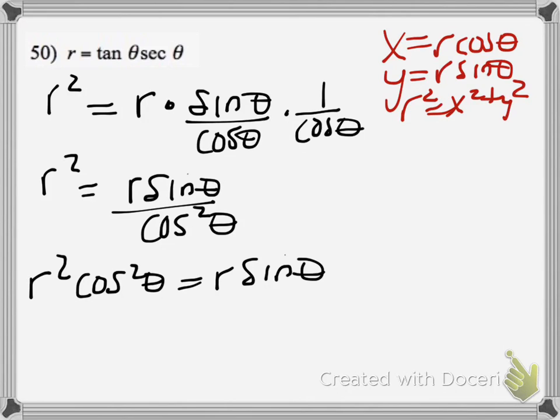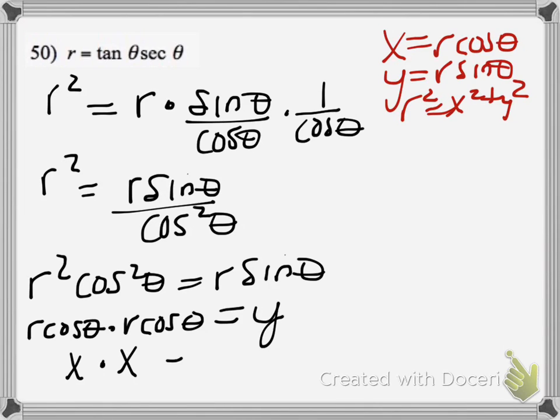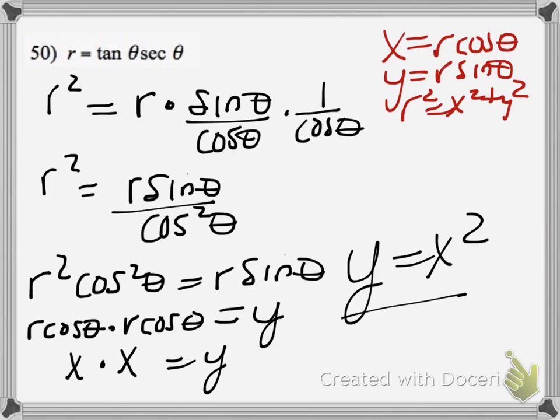Here's why. I know you're looking at that r squared and thinking, oh, x squared plus y squared, and sure, you can go there and do that, but honestly, if you take your left side and you basically are going to do r times the cosine of theta times r times the cosine of theta, right? And the only reason I'm doing that is because I want you to see that really I'm going to plug in an x times an x, right? And then on the right side, that's just a y. So x times x equals y, or y equals x squared, which is what you needed.